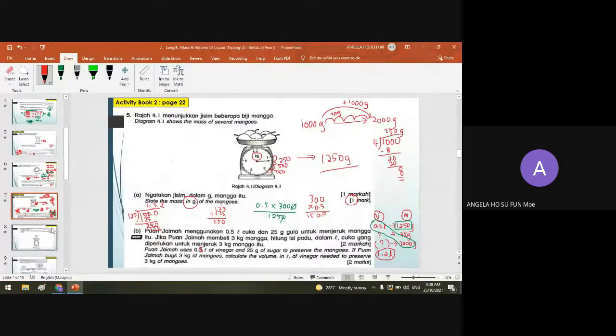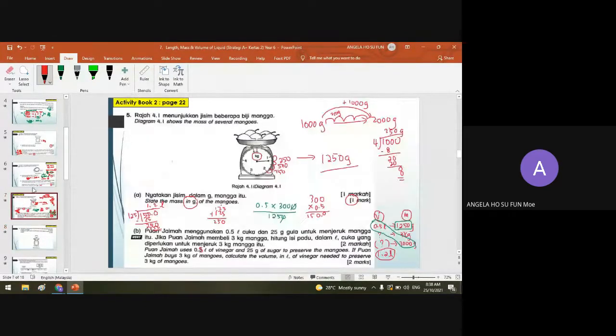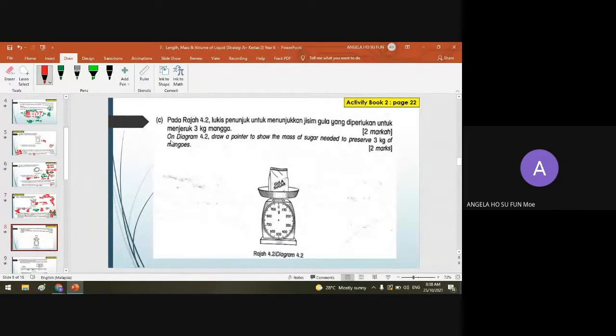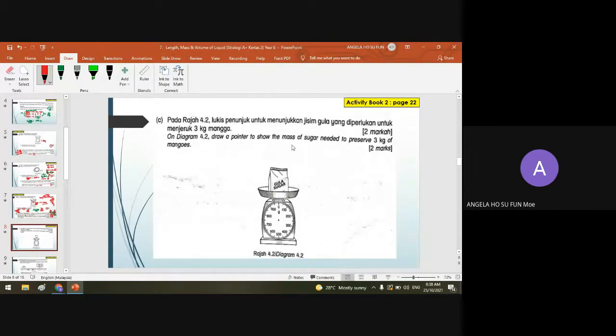Next question. There's one more C part. Continue from question number 5 here. What is C? On this diagram, draw the pointer to show the mass of sugar needed to preserve the 3 kg of mangoes. Now they want the mass of sugar.